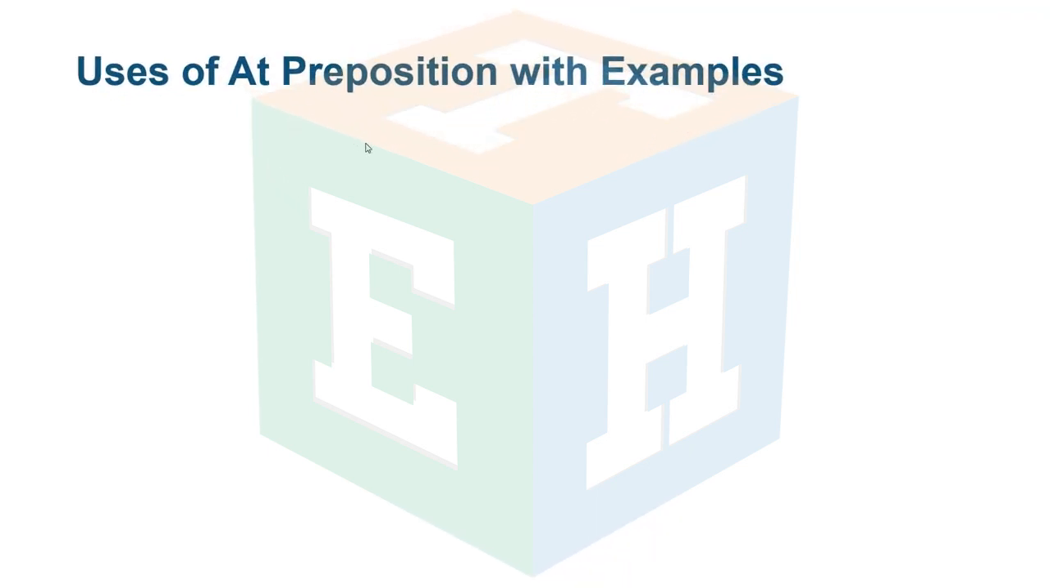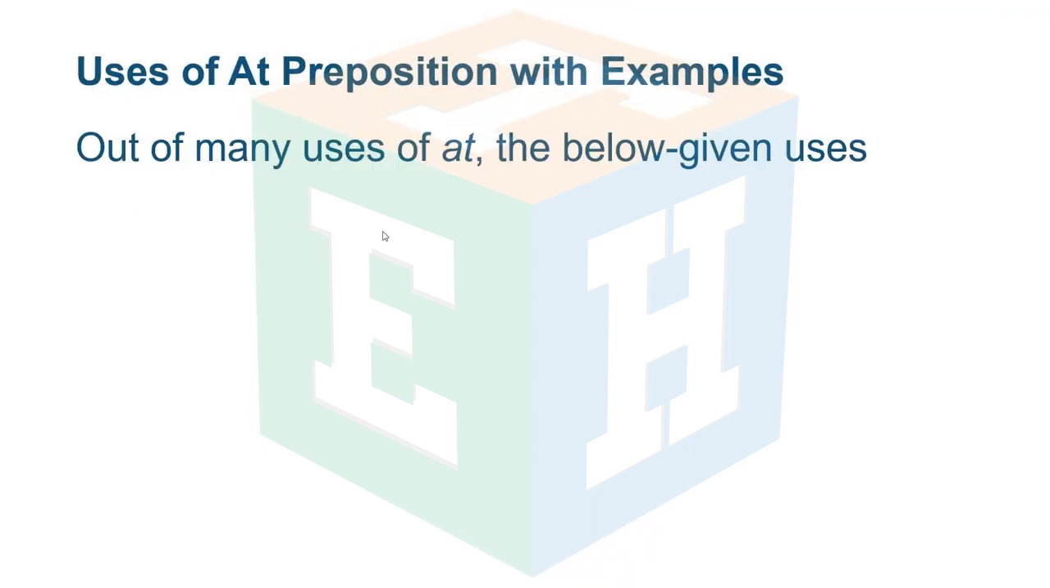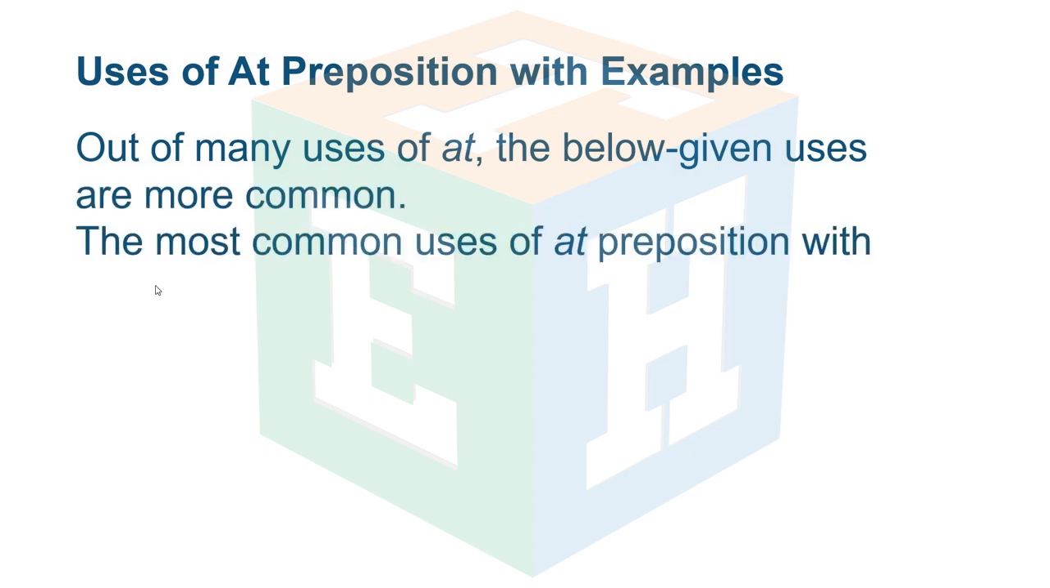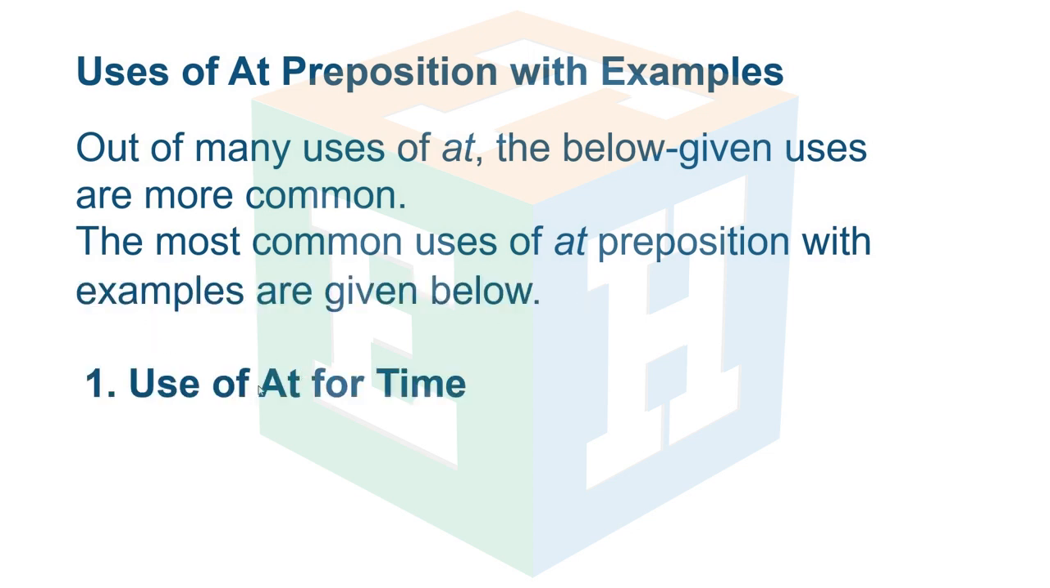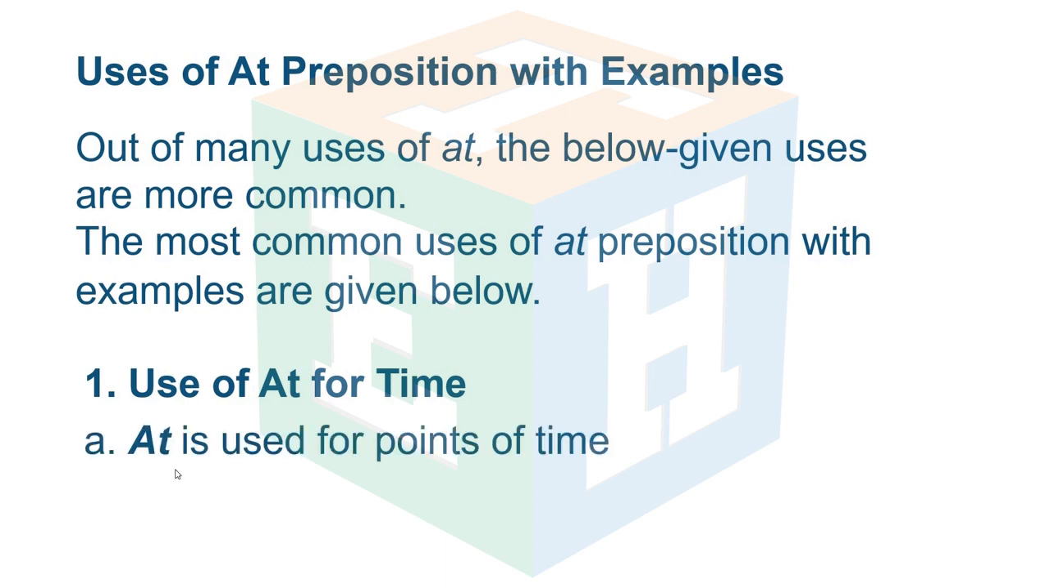Uses of at preposition with examples. Out of many uses of at, the below given uses are more common. The most common uses of at preposition with examples are given below. 1, use of at for time. A, at is used for points of time.